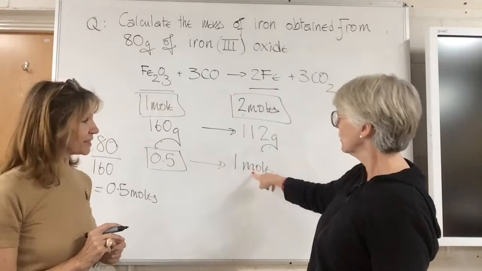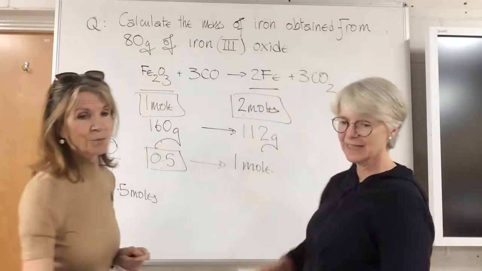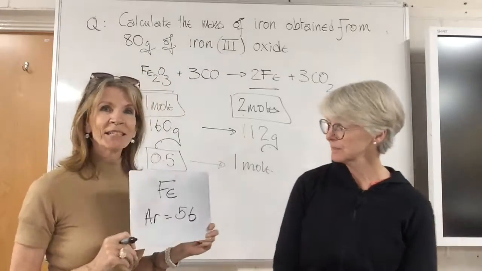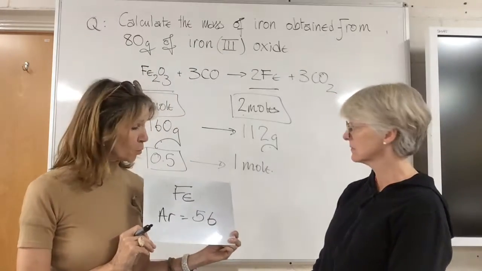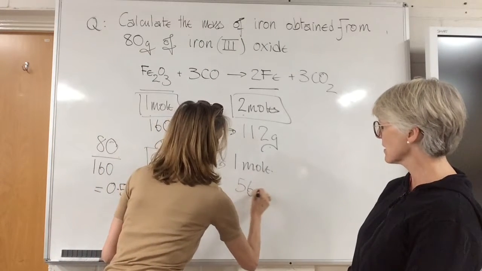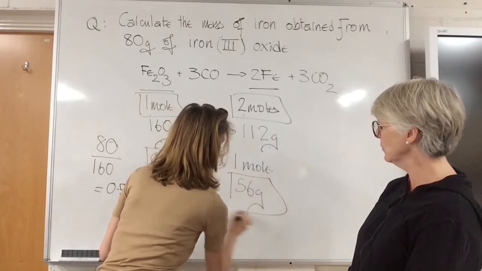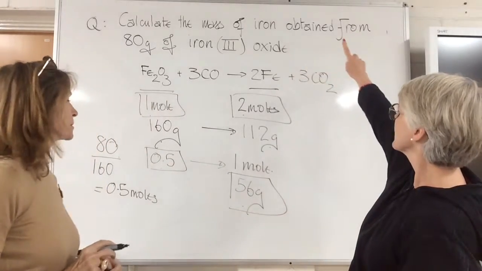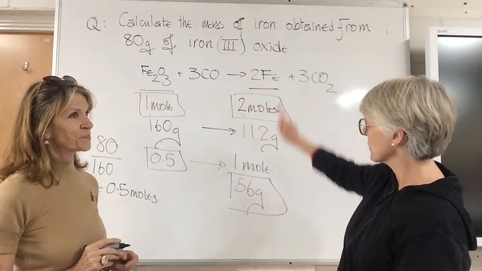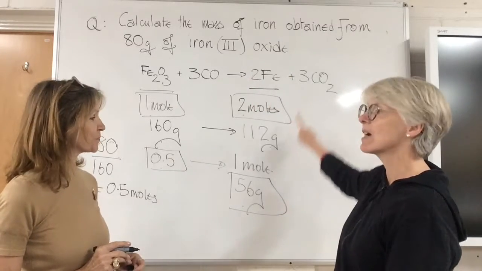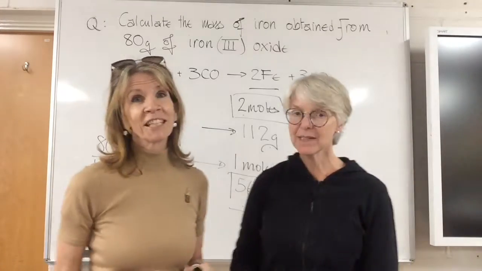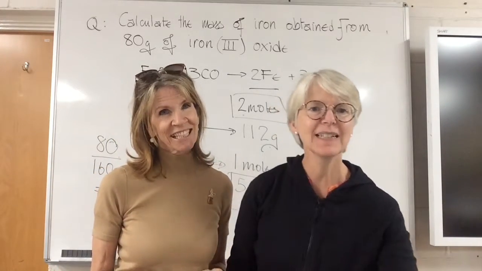And so 1 mole of iron is 56, the same as its AR. Remember, it was actually as its AR. So 1 mole of iron would be 56 grams. Perfect. So the whole thing is calculate the mass of iron obtained from 80 grams of iron 3 oxide. 80 grams of iron 3 oxide produces 56 grams of iron. Perfect. Excellent. Easy peasy, lemon squeezy.